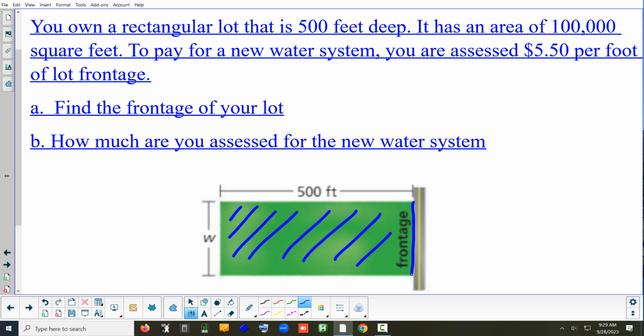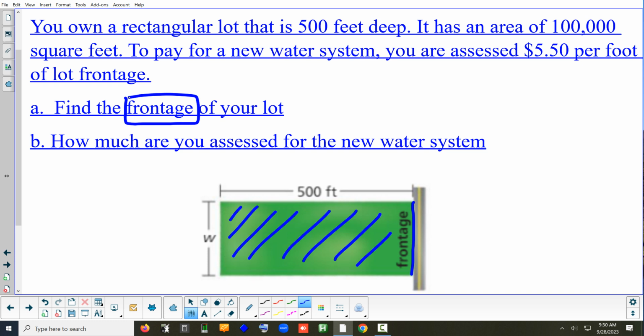So what we have to do is figure out how much it's going to cost to put in that new pipe. The first thing it asks us to find is what's called the frontage, which I've labeled. It's just the right side of the rectangle if you think of that green rectangle as your grass. So we have to find out basically how long is the front of your yard.